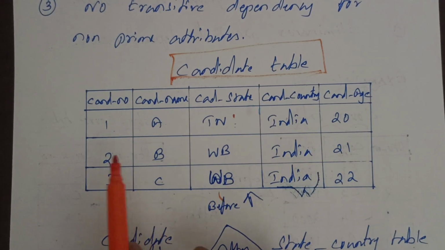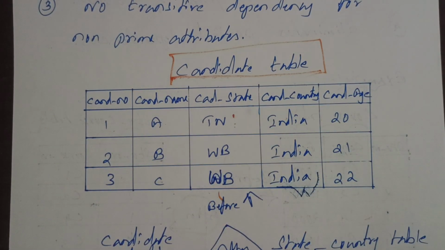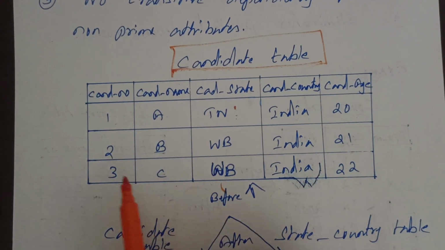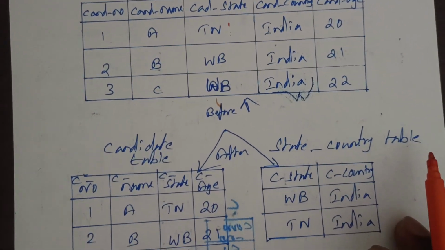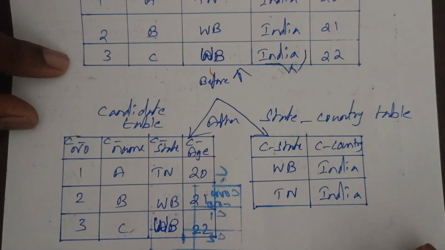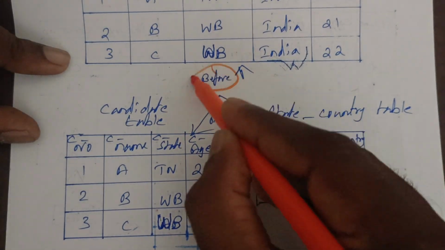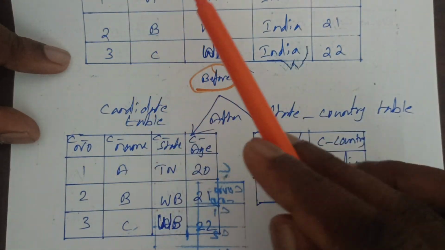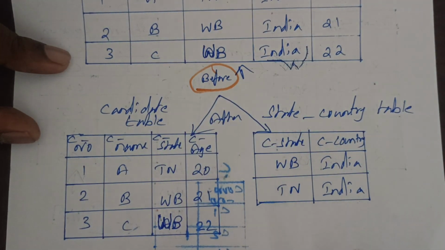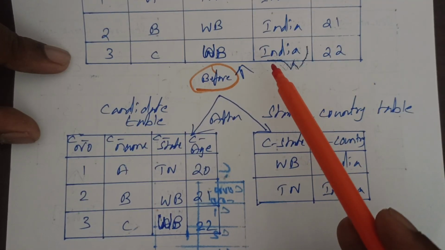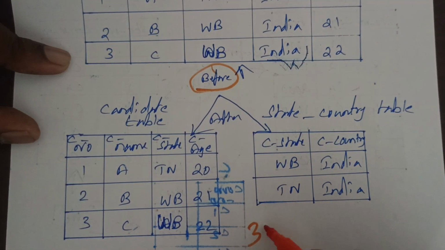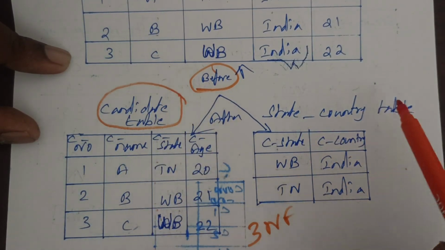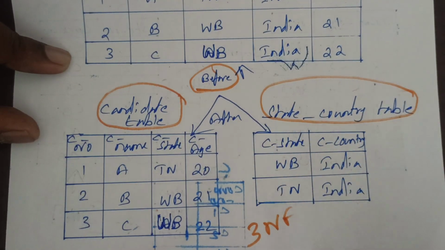We have only one candidate key, right? That is candidate number, because it uniquely identifies all the other columns, right? So this is actually before. Let's see how it converts into 3NF. This is before, right? I told you how the columns depend. Now we are going to see how we make this into 3NF. So here it is 3NF. How is it done? We have separated this table into a candidate table and a state-country table, right?